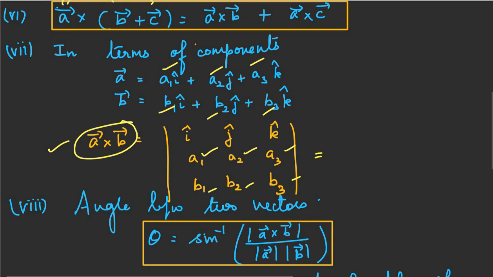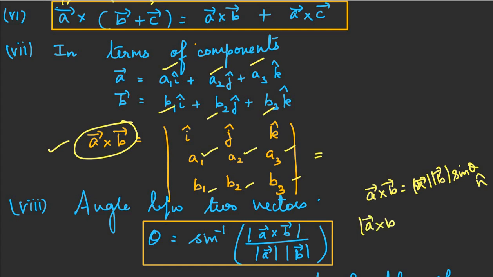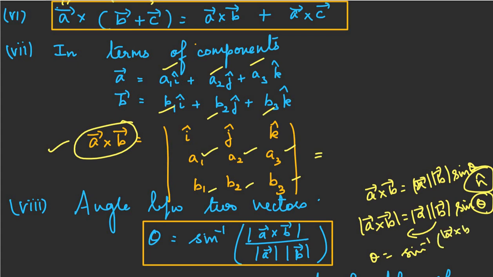The angle between the two vectors is given by mod of a vector cross b vector equals mod a vector, mod b vector into sine theta n cap. So when we take the modulus, mod of a vector cross b vector is equal to mod a vector mod b vector into sine theta. n cap is a unit vector, so it becomes 1. From this we want sine theta. Taking the terms to the left, theta is equal to sine inverse of mod of a vector cross b vector by mod a vector mod b vector.